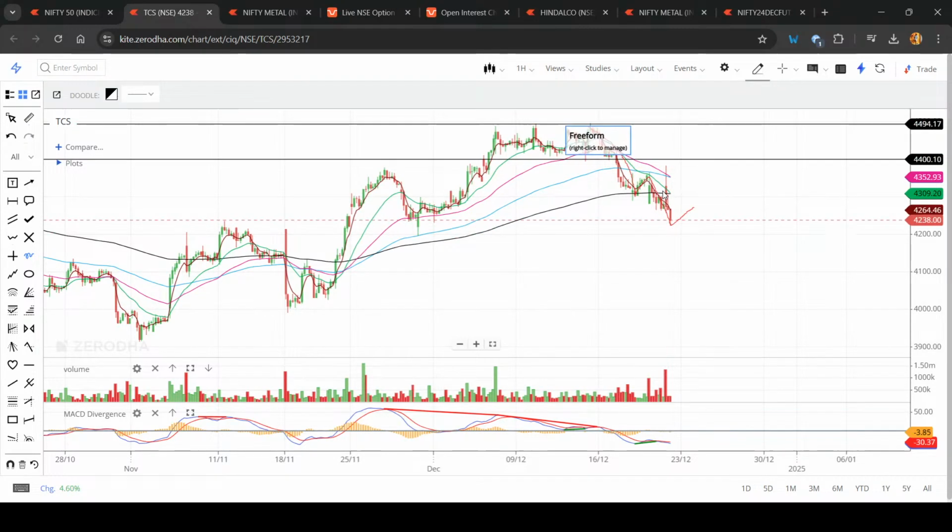Then a pullback will come. Till then this 20 moving average would become like this, and again a resistance will come from here. So this is how you trade. This is how price moves from a moving average perspective.